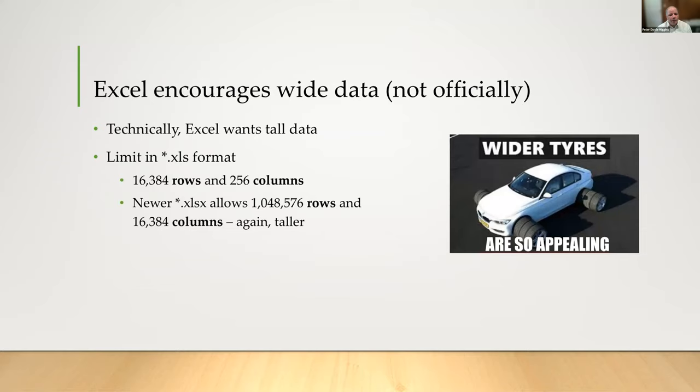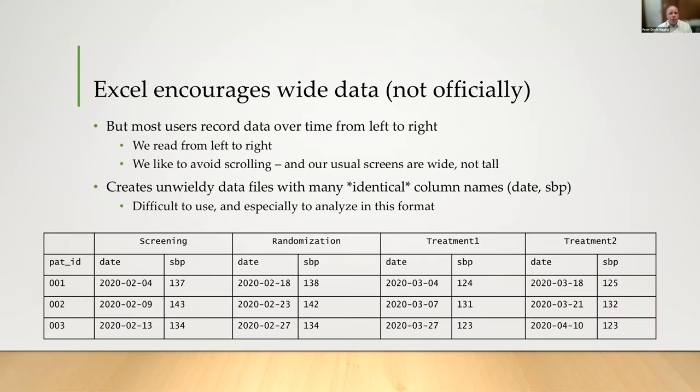And Excel sort of encourages wide data, not officially, but technically Excel wants tall data. It always expects a lot more rows and limits. There are a lot more rows available than columns, suggesting you really should have tall data. But most users record data over time from left to right. And some of that is just our habit, reading from left to right. We also like to avoid scrolling, and our usual screens are wide, not tall.